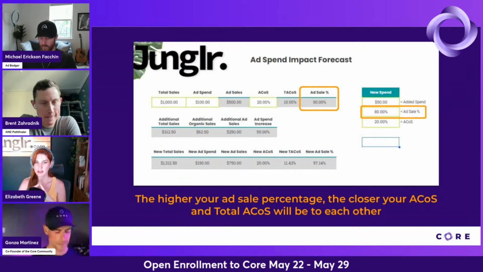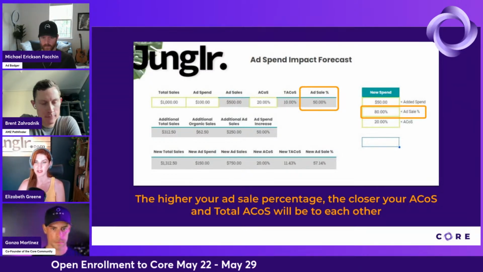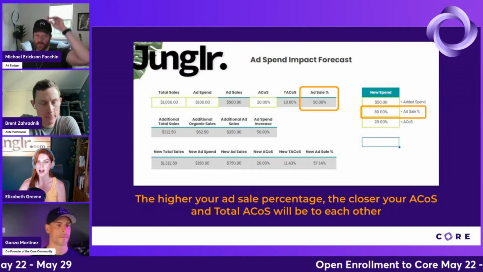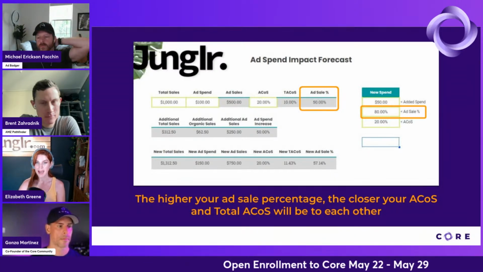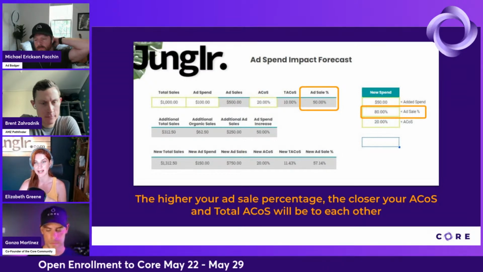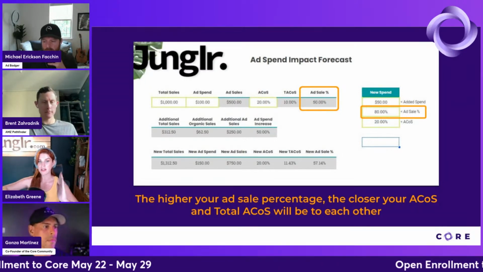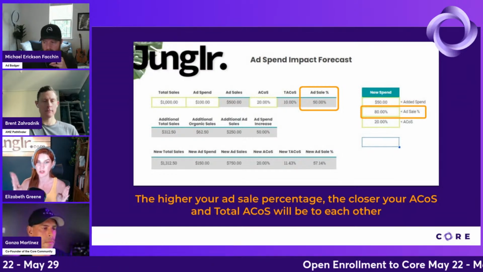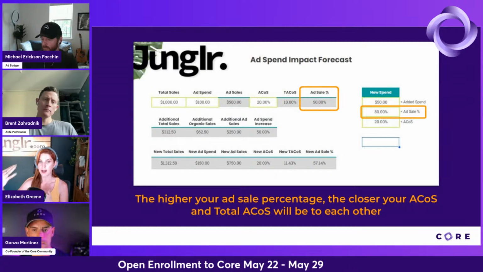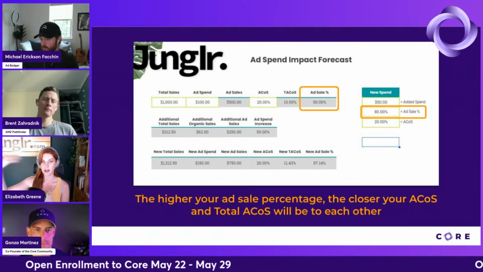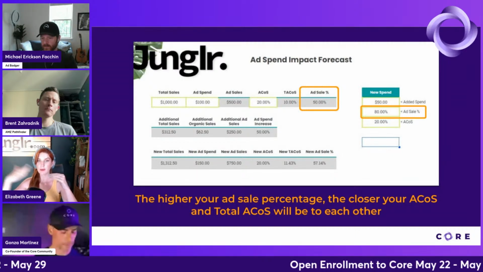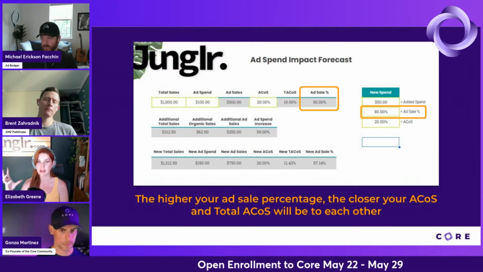The thing is, it comes down to what we call ad sale percentage. So basically, what percentage of your total sales is coming from your advertising? And the higher your ad sale percentage, the higher percentage of your total sales that are coming from ads, the closer your ACOS and your total ACOS are going to be to each other. This means if you are able to rank high through advertising, you get a higher amount of organic sales. You can see that growth, even if your ACOS is high, providing you still have a lot of organic sales to make up for that.